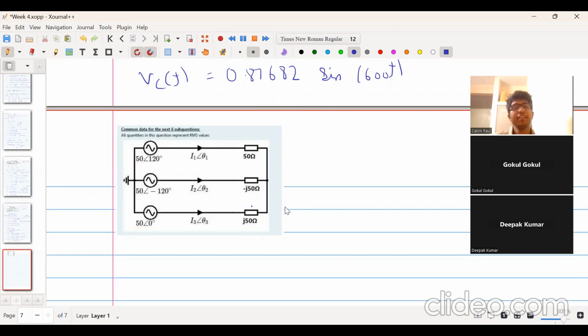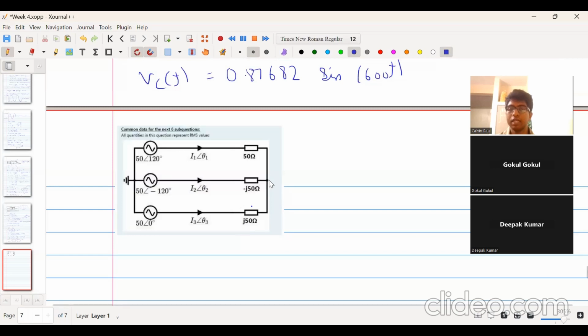Where is the frequency written? They've never written anywhere what the frequency is. It means the frequency will be the same because it is not written. Yeah, correct. So it is not specified, so we assume that the frequencies are the same. And we do not need the value of the frequency because the impedance values are given: 50 ohm, minus J50, J50 are already given.